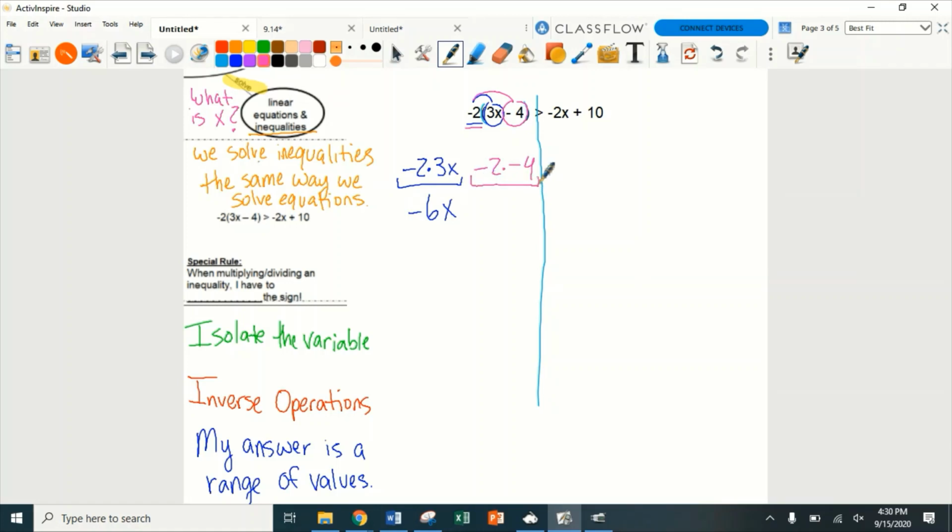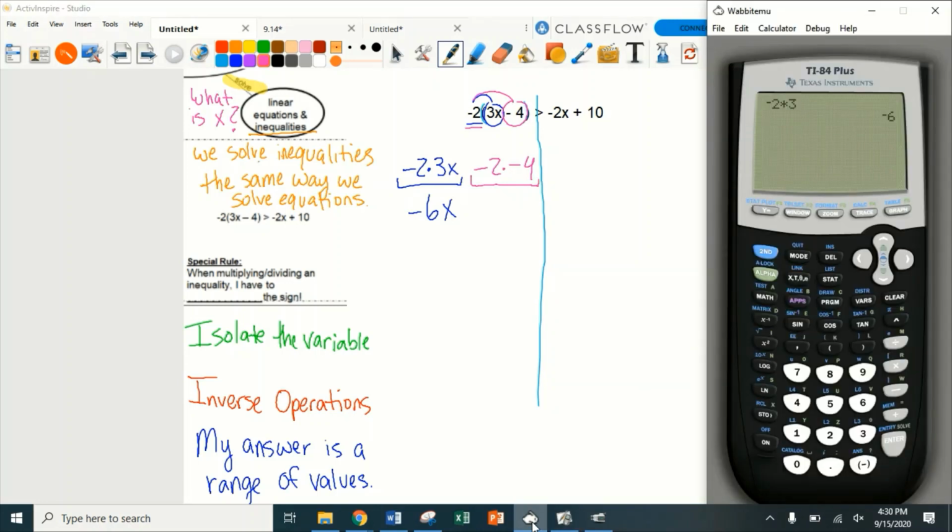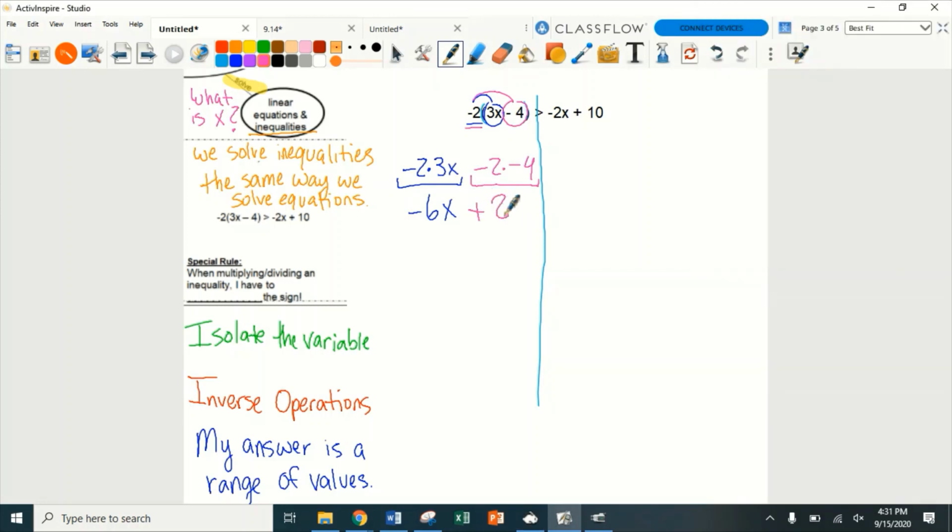Now I can plug in my second term, negative 2 times 4. Negative 2 times negative 4 gives me a positive 8. So I'm adding 8. Remember, if it's positive, we're going to have a plus sign. And if it's negative, we're actually going to have a minus sign. I don't see any more like terms on the left side, so I can't simplify this even further.